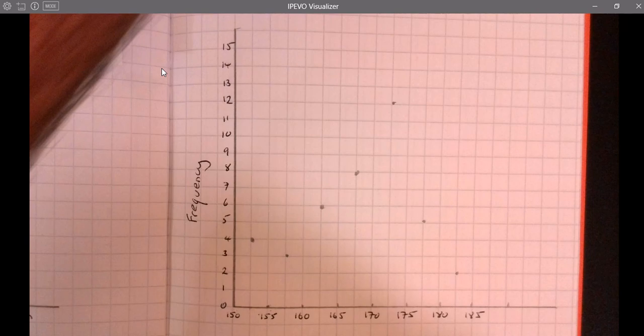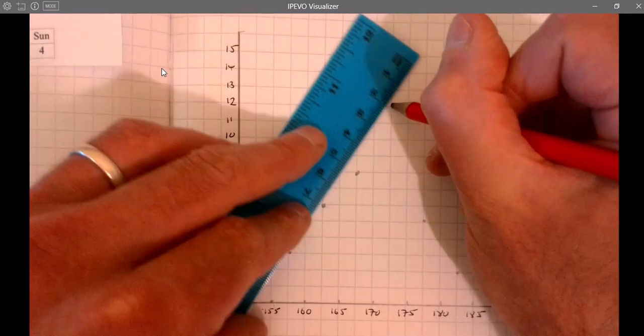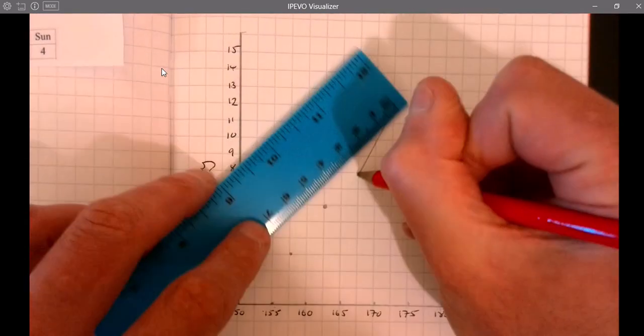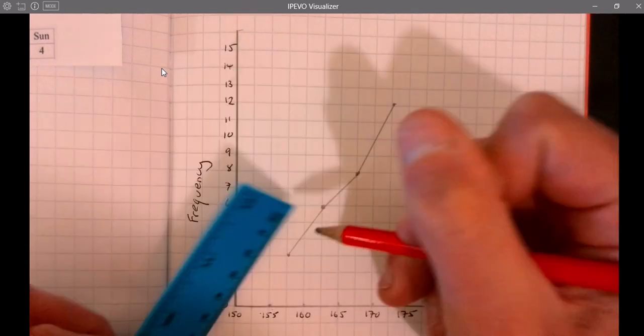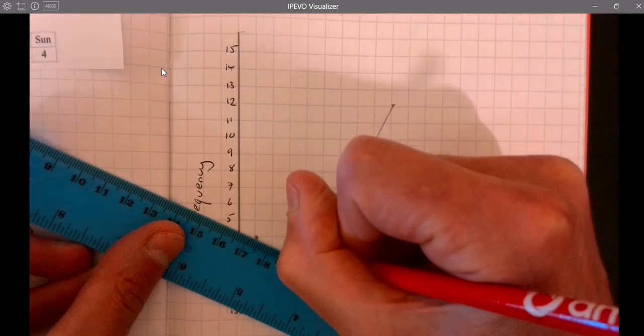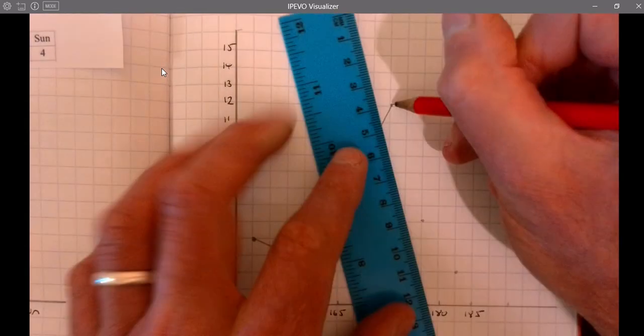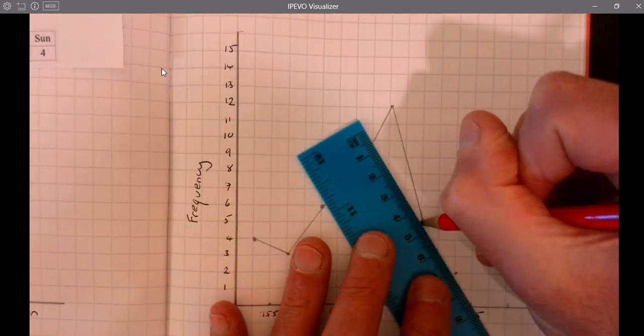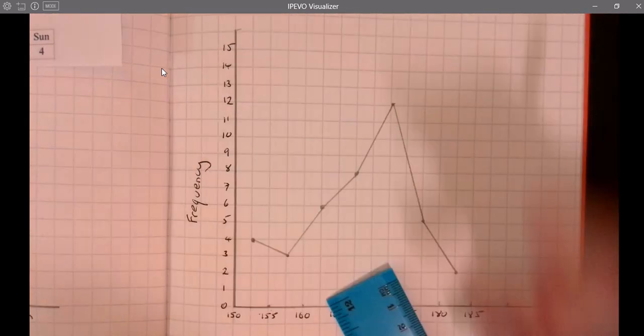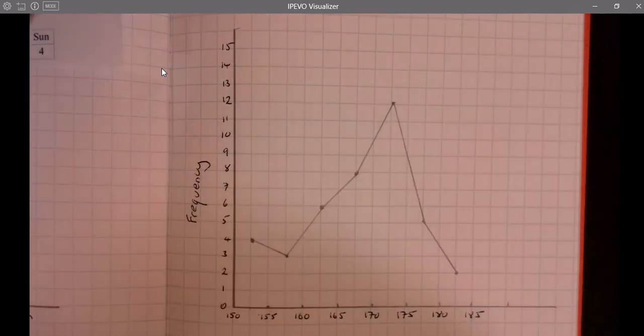Then we just join those together. There we are. Nearly there. And this gives us a much better feeling of what the data looks like, what the distribution looks like. All right. There we go.